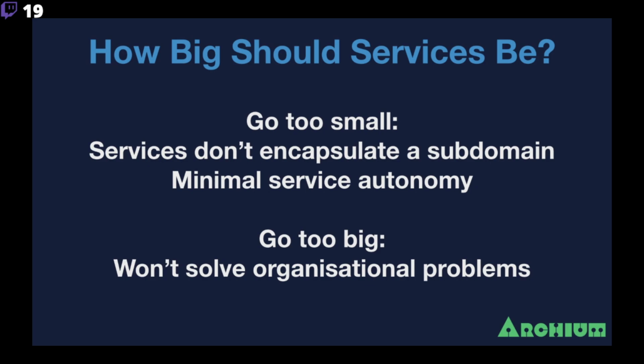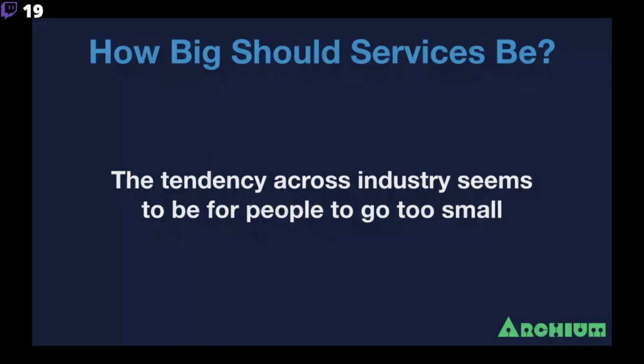On the other hand, if we go too big, obviously we're not going to end up solving those organizational problems. If we've got 20 teams and we cut our software into 4 services, then we're still going to have an average of 5 teams stepping on each other's toes in each of those bits of software. My observation is that the tendency across industry seems to be for people to go too small. And so I would say, let's try and do the other way and go oversize.